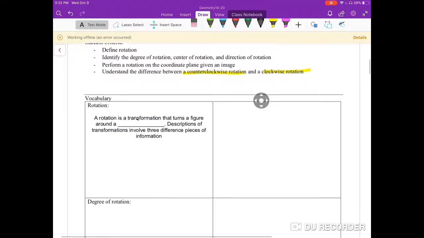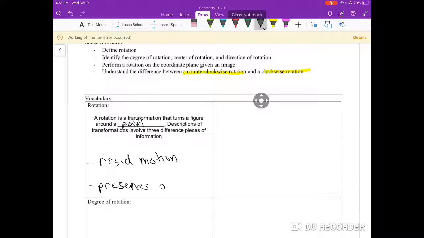All right, so a rotation is a transformation that turns a figure around a point. Descriptions of transformations involve three different pieces of information. Those are the next three vocabulary words. Two things to note. One, a rotation is definitely a rigid motion, and this one preserves orientation, unlike a reflection.